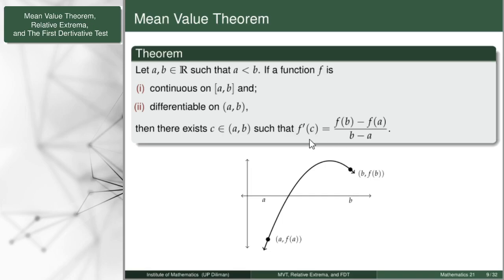It gives you a slope. And the slope is what? The slope is essentially the slope of what we call a secant line. It's the line connecting (a, f of a) and (b, f of b), which is easily computed as f of b minus f of a, the change in y, over b minus a, the change in x. And the mean value theorem states that there is a c such that the tangent line at this point c is parallel to the secant line.